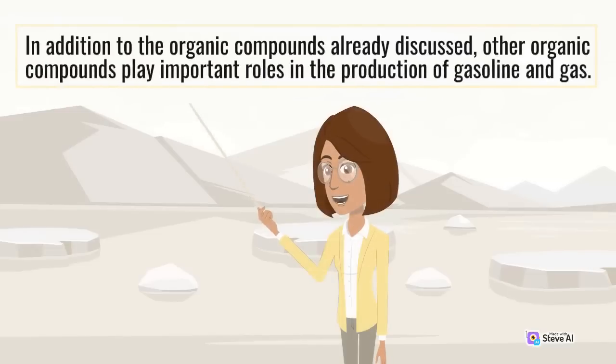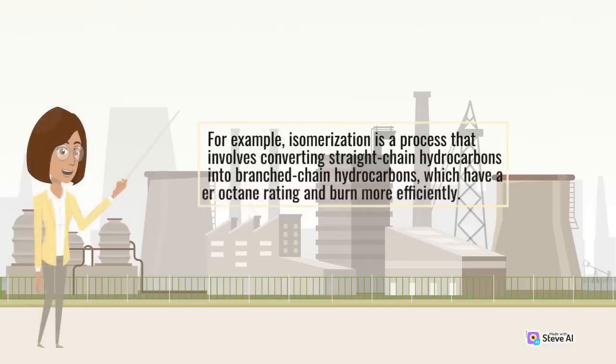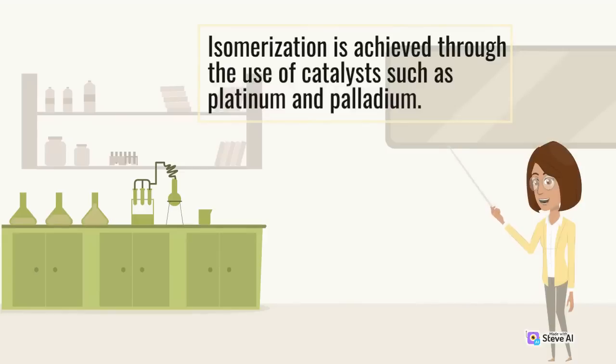In addition to the organic compounds already discussed, other organic compounds play important roles in the production of gasoline and gas. For example, isomerization is a process that involves converting straight-chain hydrocarbons into branched-chain hydrocarbons, which have a higher octane rating and burn more efficiently. Isomerization is achieved through the use of catalysts such as platinum and palladium.